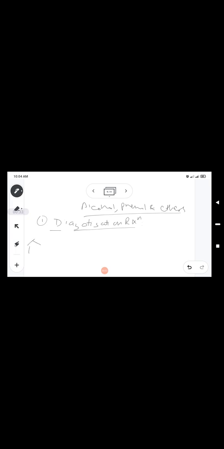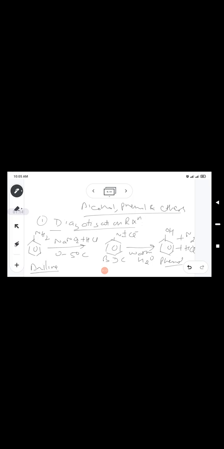In this reaction, aniline is treated with sodium nitrite and HCl under ice cold condition, and benzene diazonium chloride is formed. When this is heated with warm water, then phenol plus N2 plus HCl is formed. So suppose you are asked how will you convert aniline into phenol, then you can apply this reaction.